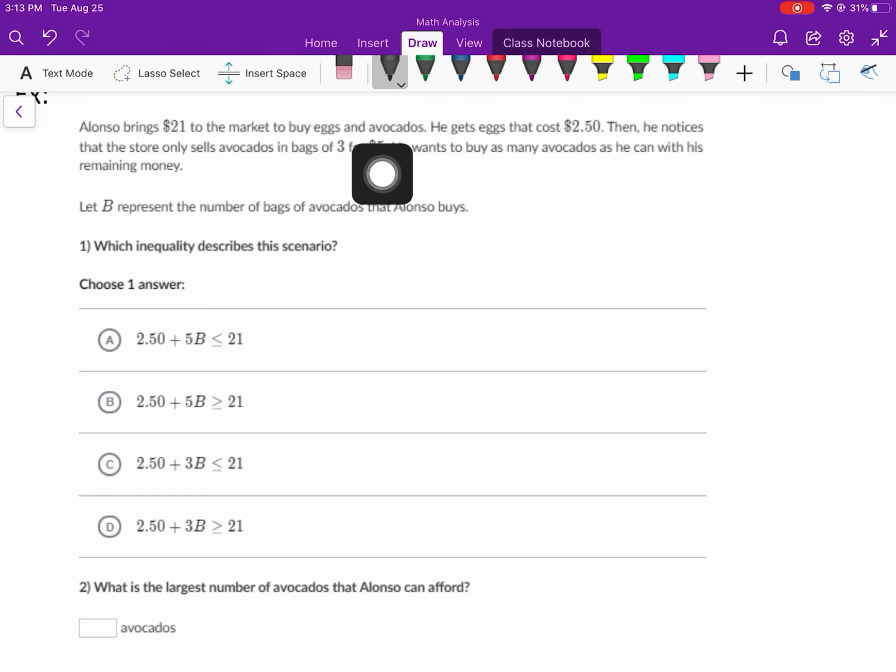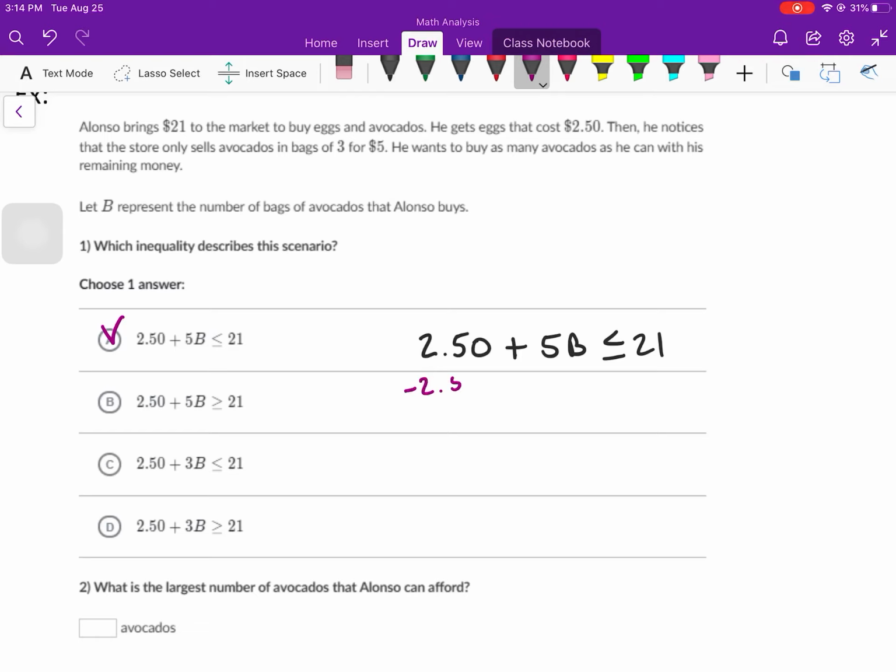So he brings $21 to the market. That's the most he can spend. He gets eggs that cost $2.50. So let's start with the $2.50. So it's going to cost him $2.50 for the eggs. And then it's $5 per bag of avocados. Kind of pricey for 3 avocados. And he can spend at most $21. So we're going to say less than or equal to $21. So to look for where that's at, I think it's A. Let me just double check. 2.50 plus 5B is less than or equal to 21. Yes. So let's go ahead and solve for B.